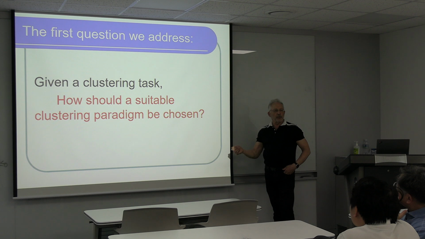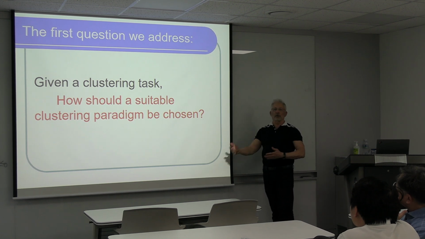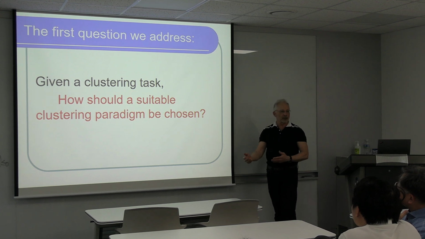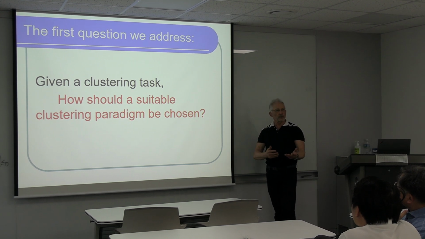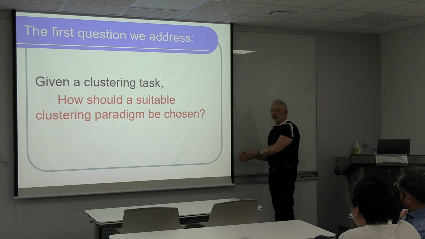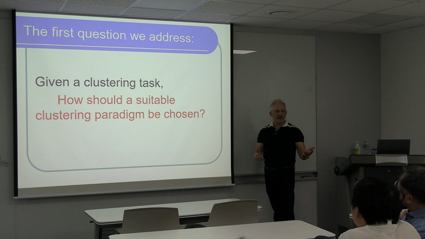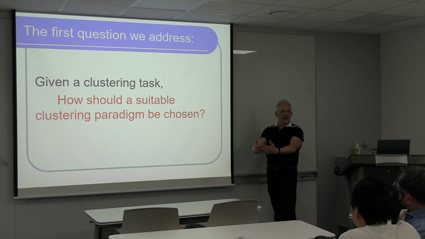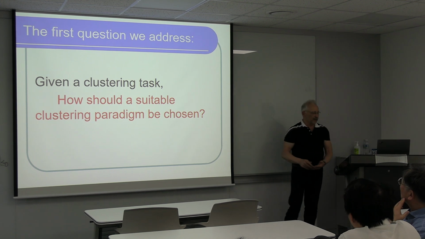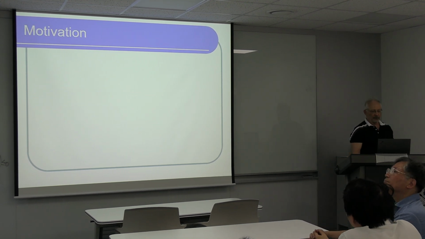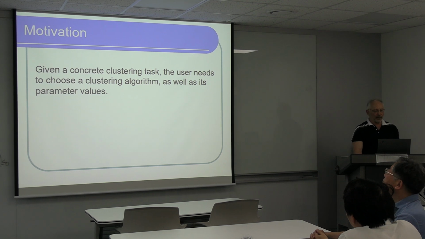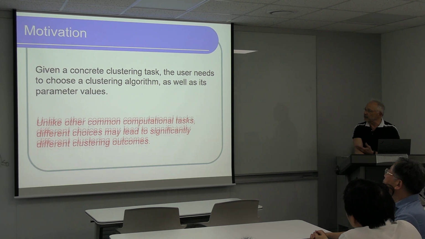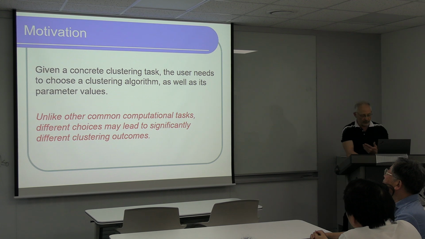Because, you know, if you want to do sorting and you don't know which algorithm to use, what will be the difference between the algorithms if you do quick sort or heap sort or whatever? One of them will be faster than the other. But at the end, both of them will give you the same sorting. But in clustering, it's not the case. In clustering, given a concrete task, different algorithms will give you different results.